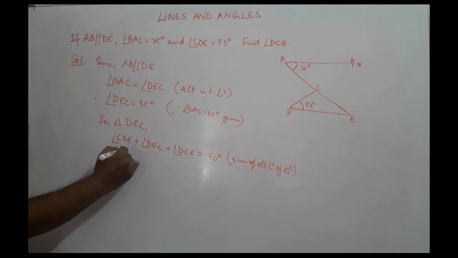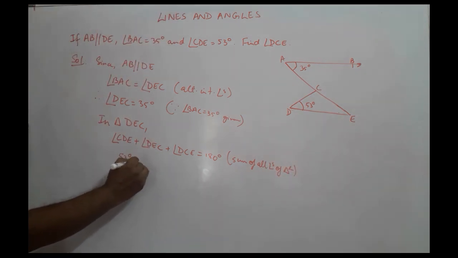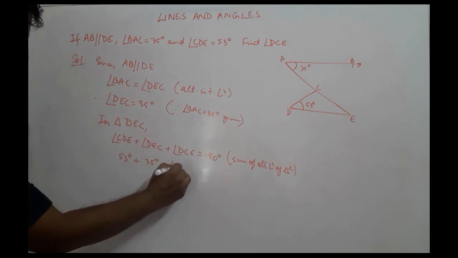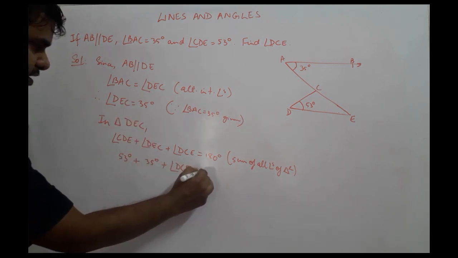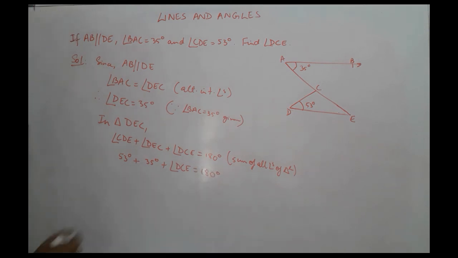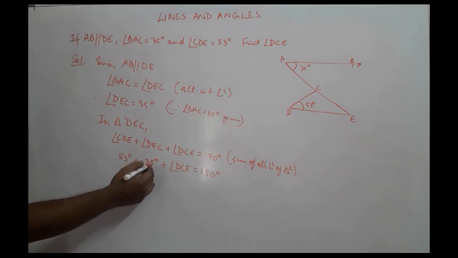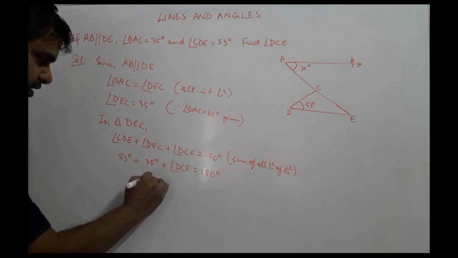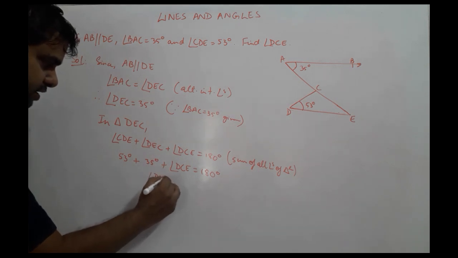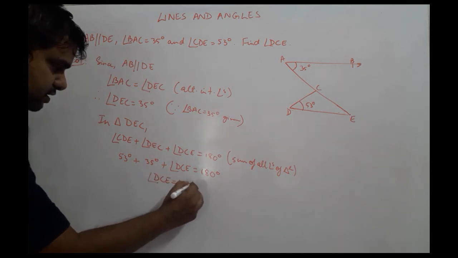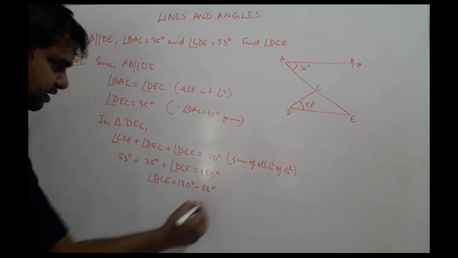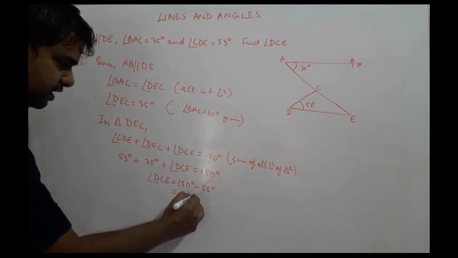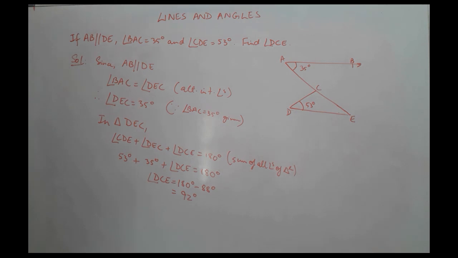CDE is 53 degrees, that is given. DEC we found out as 35 degrees, and DCE we need to find out. Everything is equal to 180 degrees. 53 plus 35 gives us 88. So 88 goes on the other side and becomes negative. So DCE is equal to 180 degrees minus 88 degrees, and that we get equal to 92 degrees.